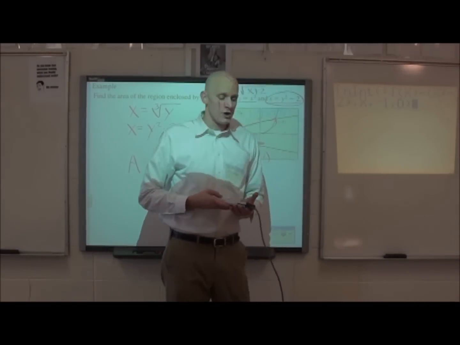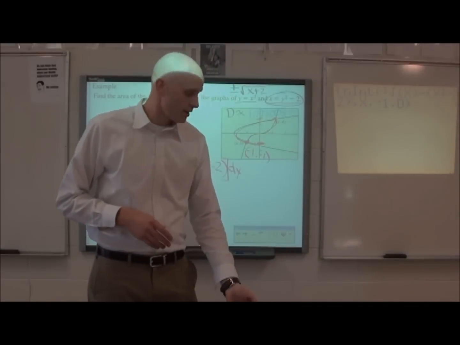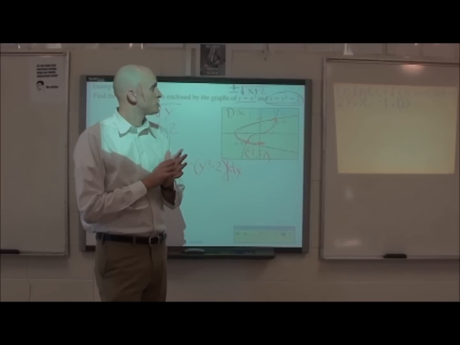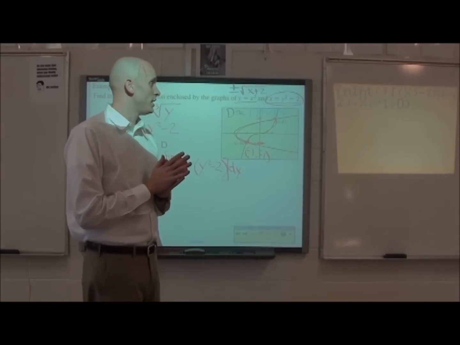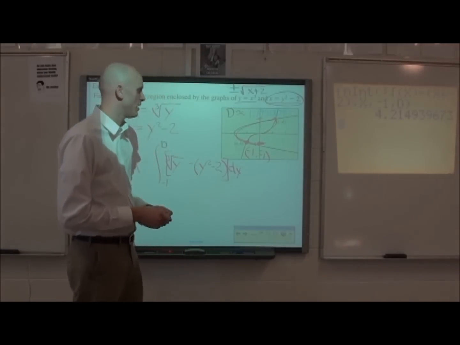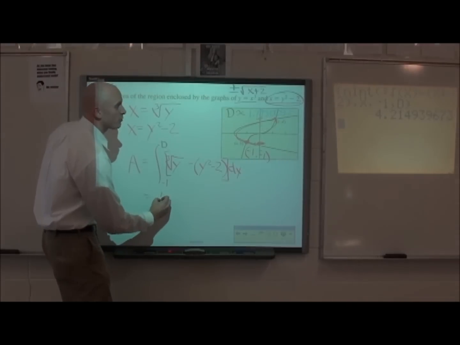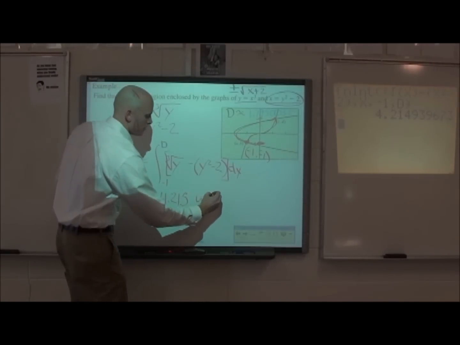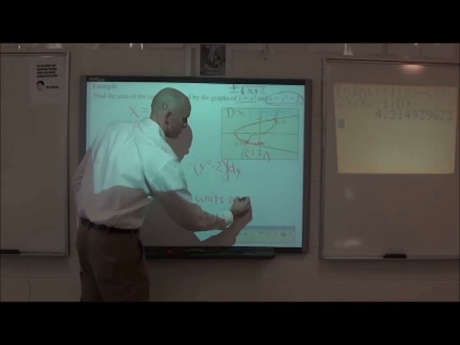And when you hit enter on that, the calculator will think for a minute and come up with our value. It should be somewhere around, at least from my previous work, perfect. This is about equal to 4.215 units squared.